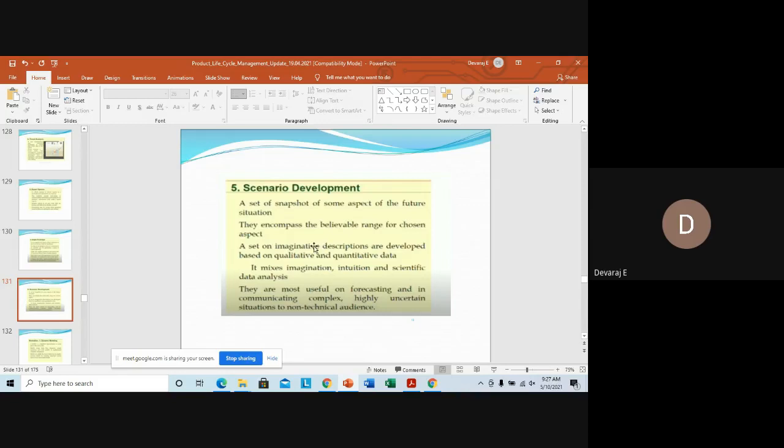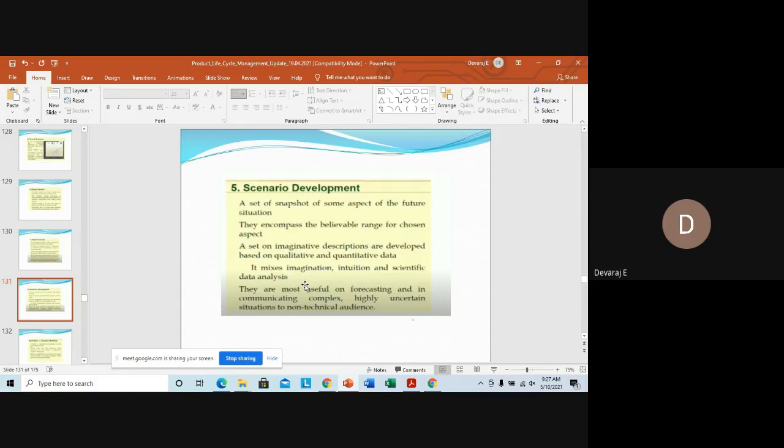So you can see in the next, it mixes imagination, intuition, and scientific data analysis. Scientific data is nothing but using quantitative data and mathematical equations. So this is called scenario development. Scenario development is nothing but predicting for the future, the next 5 years or 4 years.